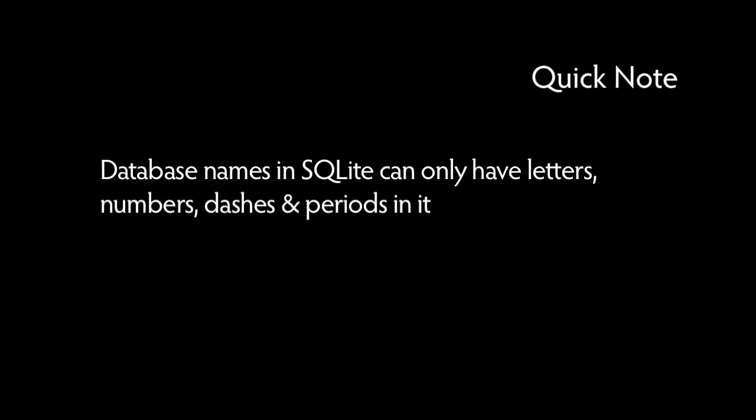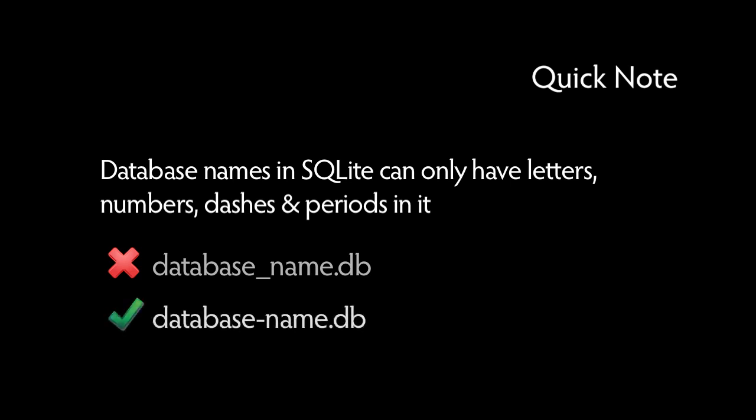Beware of a gotcha here. Since hostnames can't have underscores in them, your SQLite database name can only have letters, numbers, dashes, and periods in it. So database_name.db isn't allowed, whereas database-name.db is.